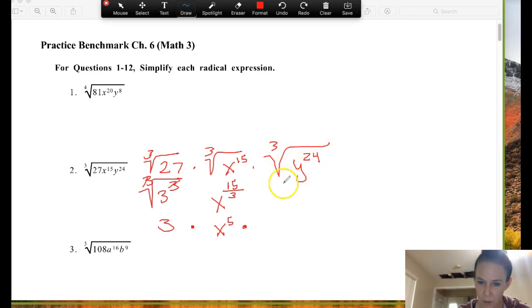So let's go ahead and do this one. I'm going to see, does 24 divide by 3? Let's do power and root. Power's up, root's down. It does. This is going to give me y to the 8th. 3 goes into 24 8 times. And there's my solution: 3x to the 5th, y to the 8th. I don't have to do any absolute values on this one.